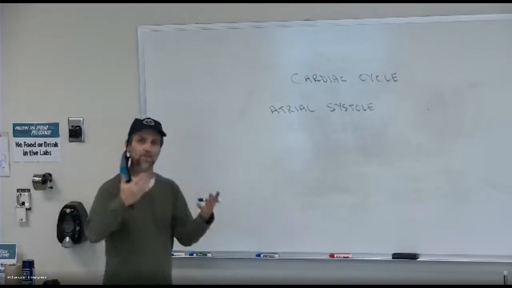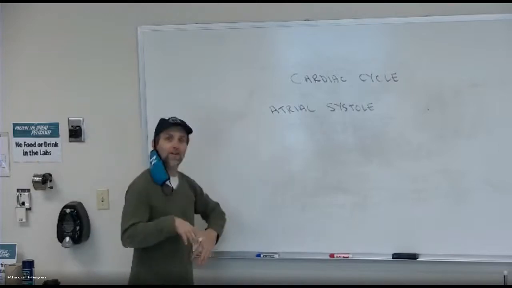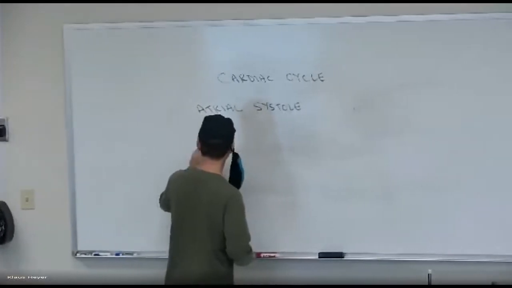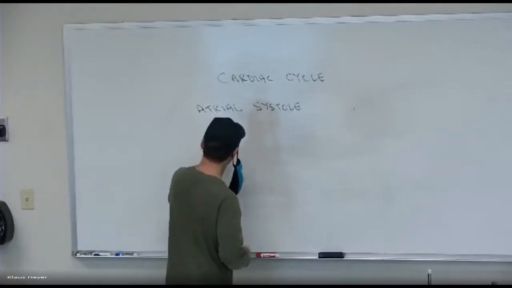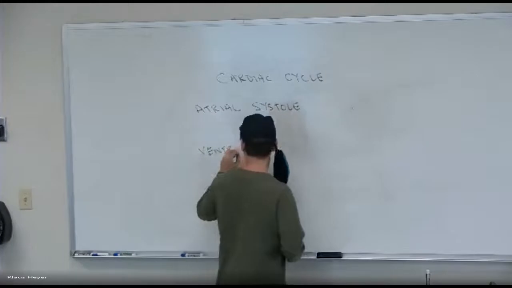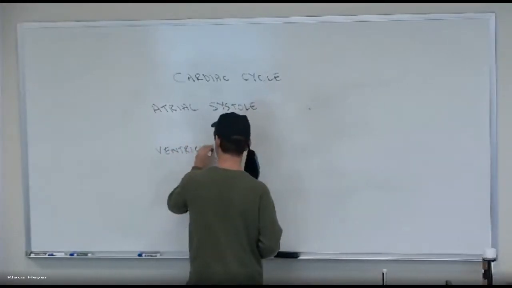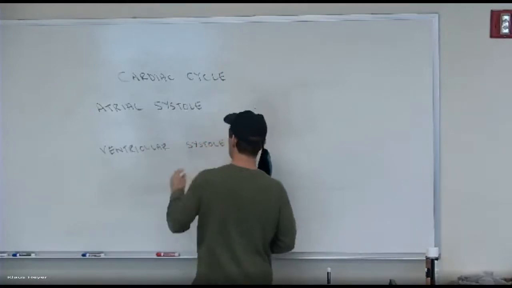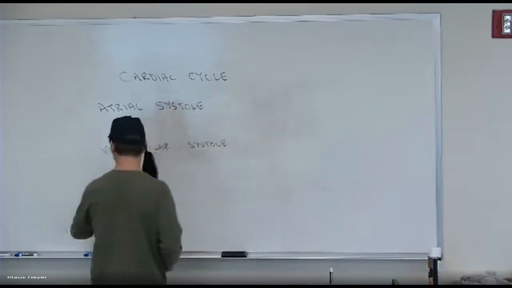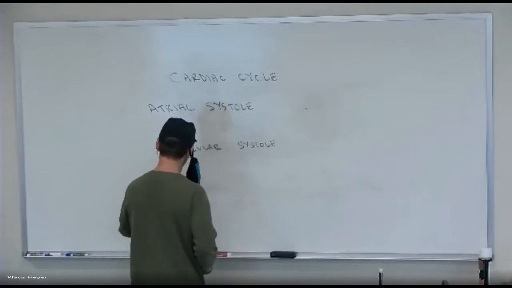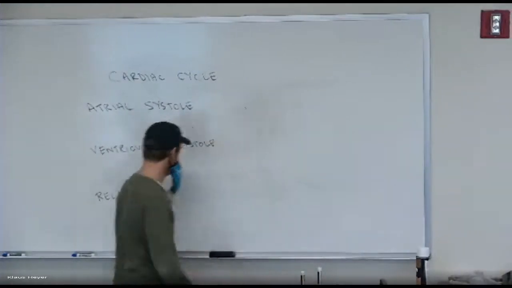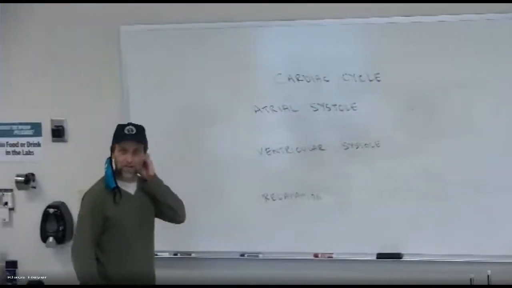Then after the atria contract, what contracts next? The ventricles, right? So that's the second part, ventricular systole. Then the whole heart relaxes, so we just call that relaxation. And it's an important step, relaxation.